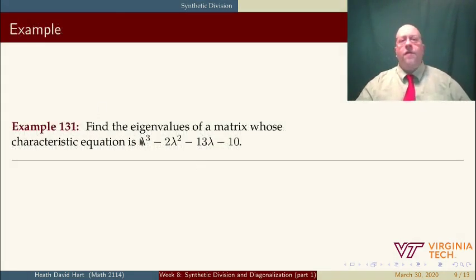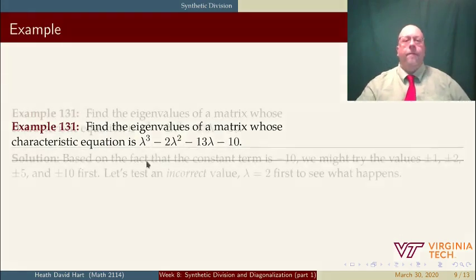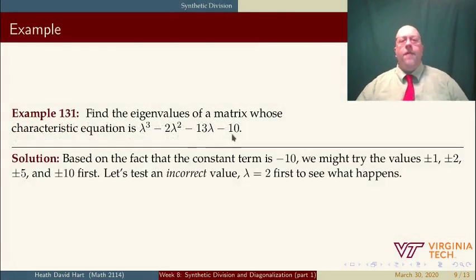So what if this was our characteristic equation, and we want to find the eigenvalues for this matrix? That means we need to be able to factor this. Based on the fact that the constant term is negative 10, then we might try the factors that go into negative 10, which are plus or minus 1, plus or minus 2, plus or minus 5, plus or minus 10. And we will test these values to see if they work.